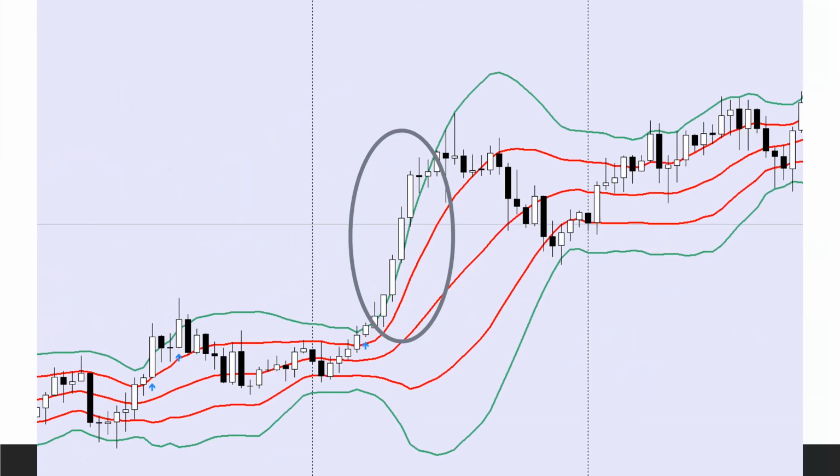Third example I have here is where it stays outside of Bollinger Band and it doesn't come back in for a couple of candles. At this point, you see that although the blue arrow did appear very early in the move, that's slightly outside of Bollinger Band, the next 1, 2, 3, 4, 5, 6 candles remained outside of Bollinger Band before it came back in.